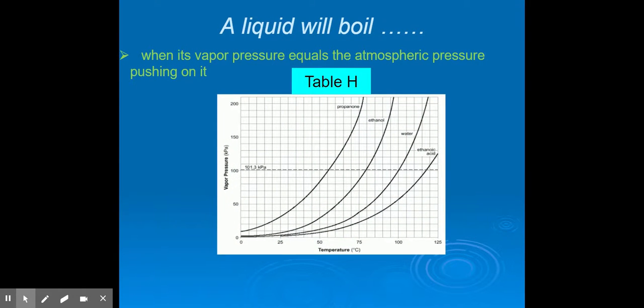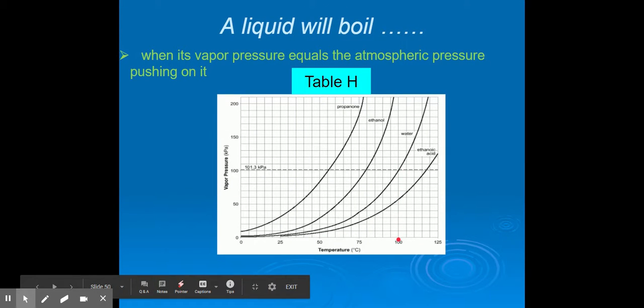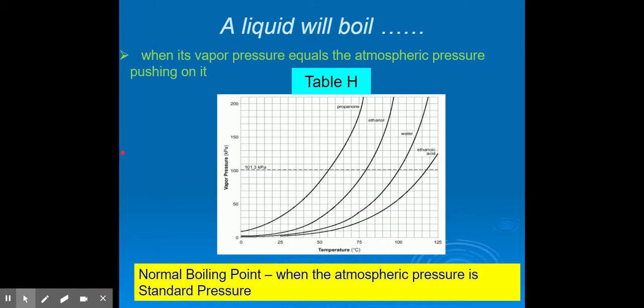But first we're going to talk about Table H on your reference tables. Table H is on your reference tables, and this is a representation of it. So for water at standard pressure, this dotted line here represents standard pressure. When the water hits that standard pressure line, we drop down and we can get its boiling point, which is 100. So that's water's, quote unquote, normal boiling point. Up here it'll say normal boiling point is when the atmospheric pressure is at standard pressure.